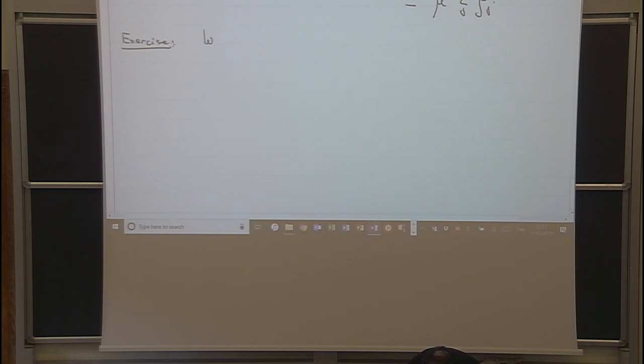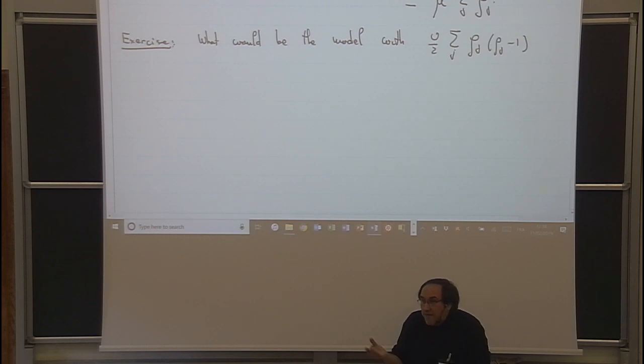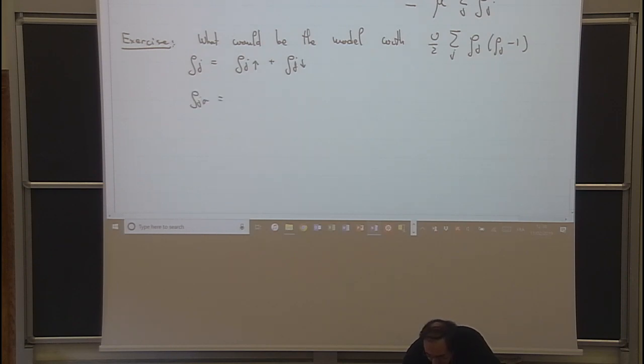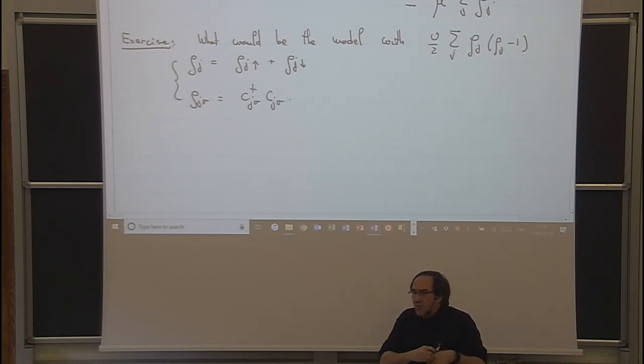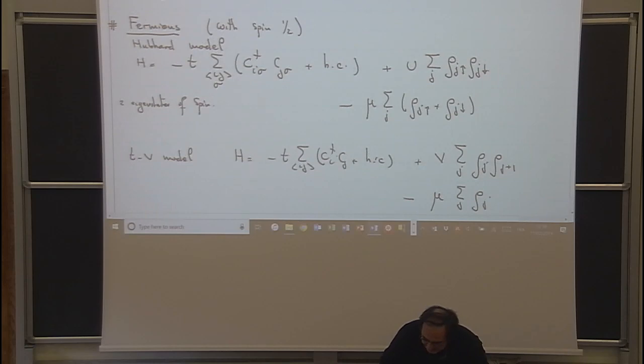So what would be the model with U over 2 sum over j of rho j minus 1 squared? But of course, because now I have two spin species, rho j is rho j up plus rho j down, and again rho j sigma is c dagger j sigma, c j sigma, as usual. Would I get a different model? Would I get the same model? I let you do it as an exercise. You can take your bets.